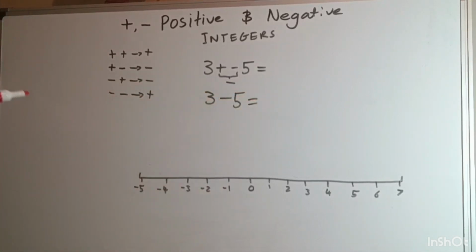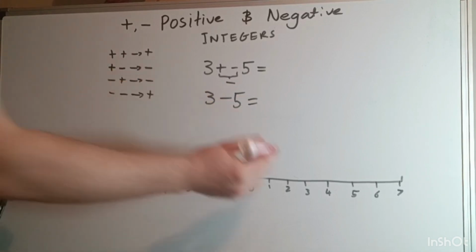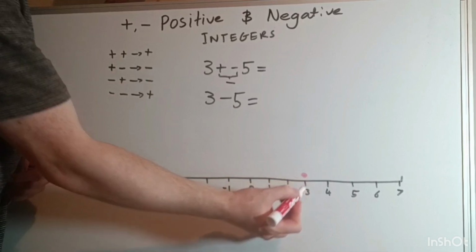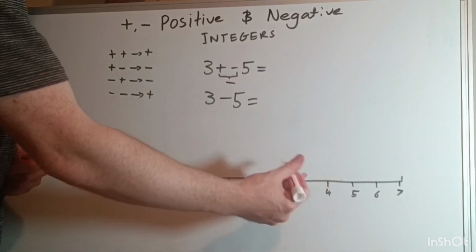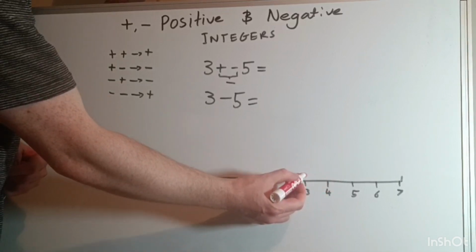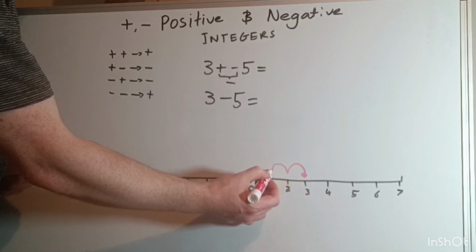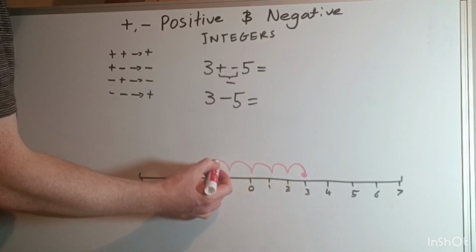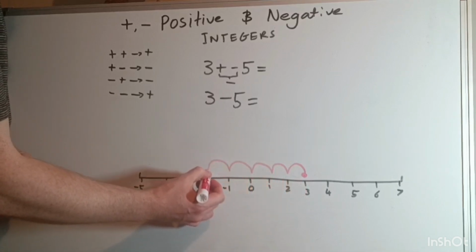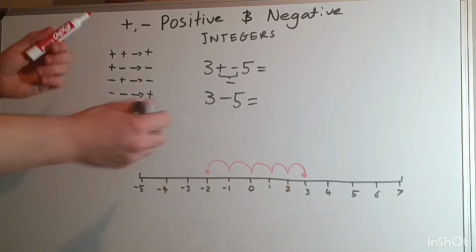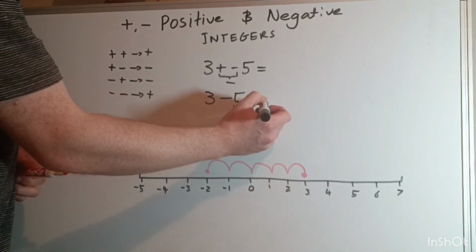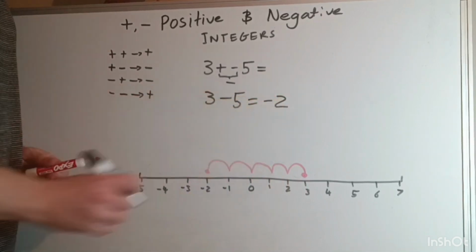And so to solve 3 minus 5, all we do is we go to the number line, we start off at 3, and because we're minusing, we're going to the left, we're counting back 1, 2, 3, 4, 5 to get to -2. So 3 minus 5 gets us to -2.